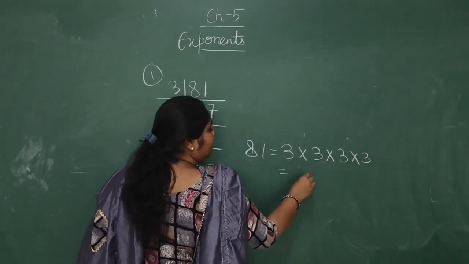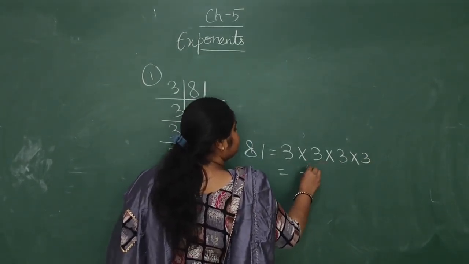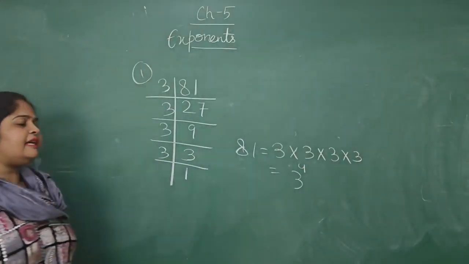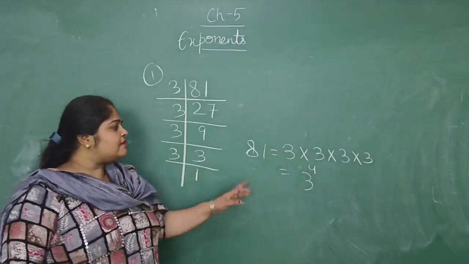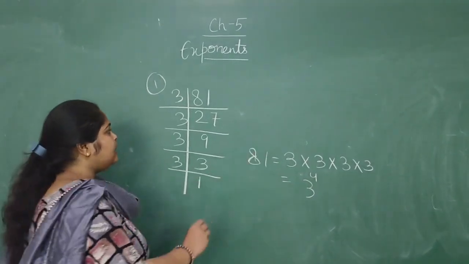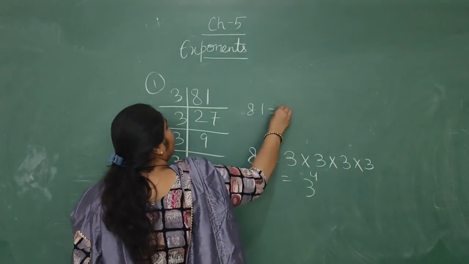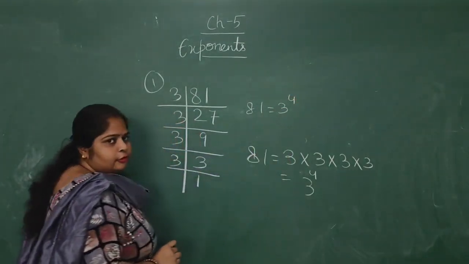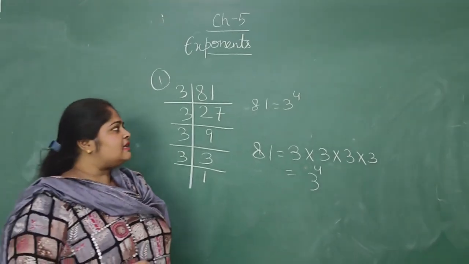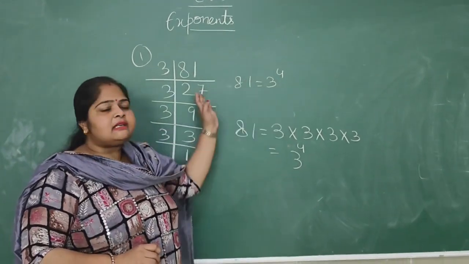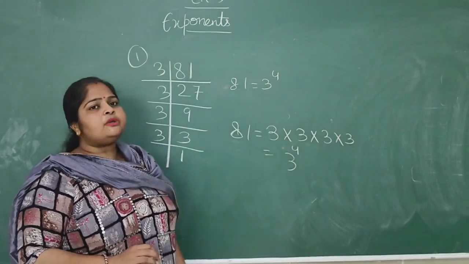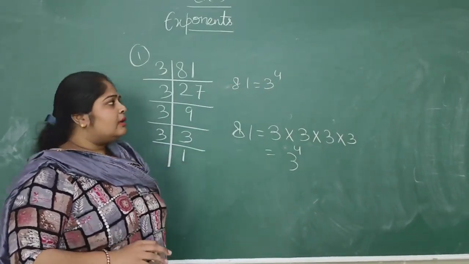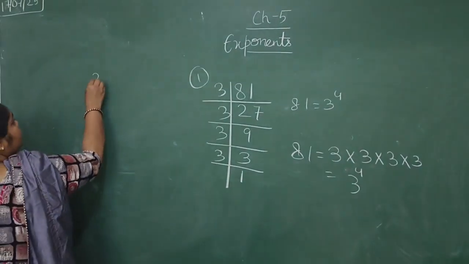And as you know, how we can give the exponential form to this expression is 3 to the power 4. So if you want to give the exponential notation form to 81, we can directly write 81 is equal to 3 to the power 4. And if you want to see whether it is correct or not, you can expand it and multiply to check whether you are getting 81 again or not. Okay, now let's take another example.